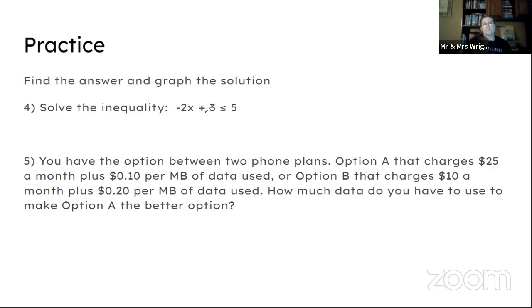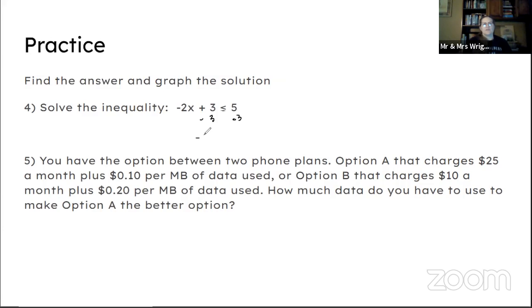First thing we need to do is undo any addition or subtraction to isolate the variable term. So we're going to subtract 3 from both sides. So we've got negative 2x, these cancel out, is less than or equal to 5 minus 3, which is 2.